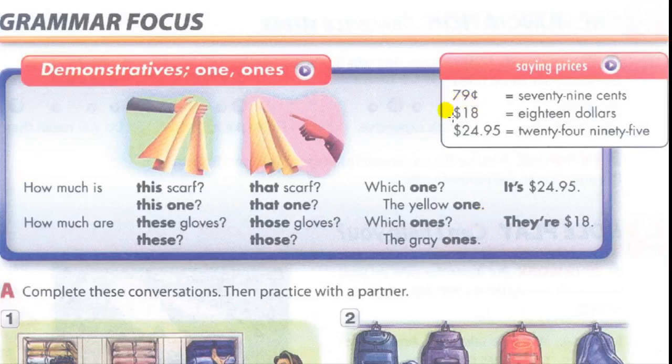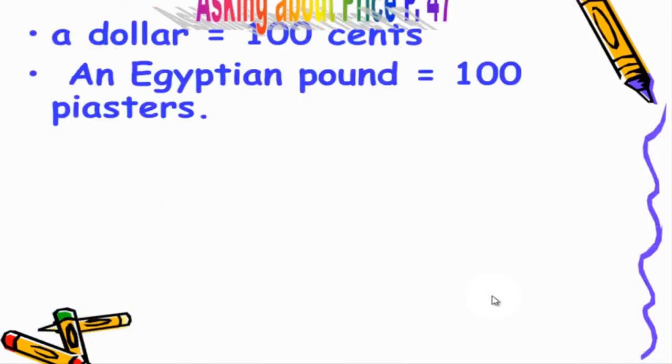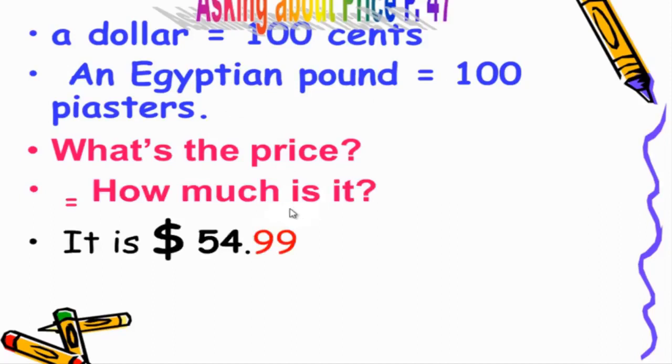79 cents. $18. $24.95. Asking about price. $1.00. An Egyptian pound, 100 piastres. What's the price? How much does it cost? It's $54.99. So the first number is the number of dollars. The second number is the number of cents.